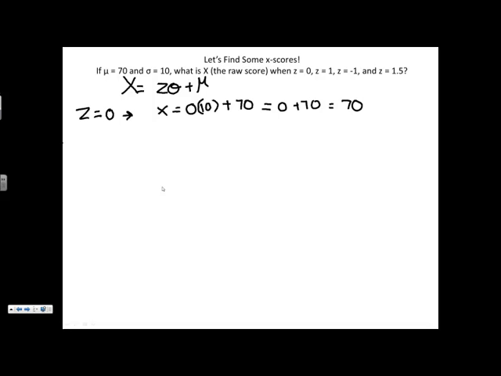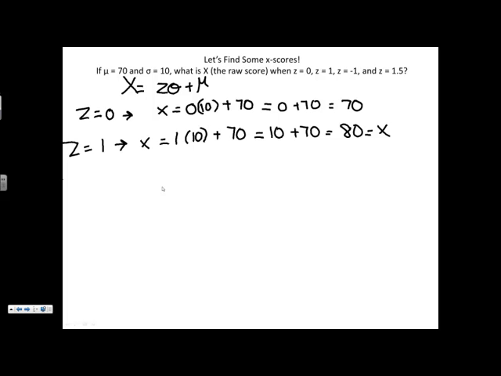All right, the next one. When z equals 1, x equals 1 times the standard deviation of 10 plus the mean of 70. 1 times 10 is 10, plus 70. We know that 80 is our value for x. So, in other words, what value is 1 standard deviation above the mean? Well, 70 plus 1 standard deviation, 70 plus 10, is 80.